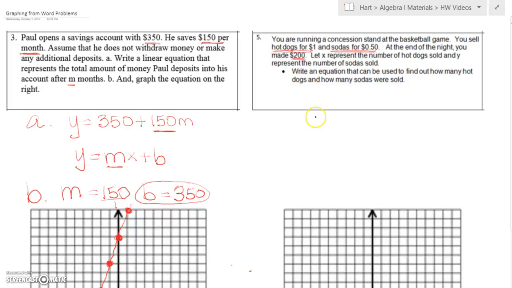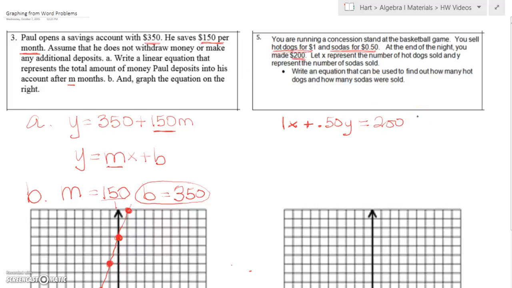So since X is the number of hot dogs and they cost $1 each, we're going to write down 1X. That's $1 per hot dog. And then also, they're selling sodas and they cost 50 cents each. And Y represents the number of sodas, so that's 50 cents per soda. And the total they made was $200.